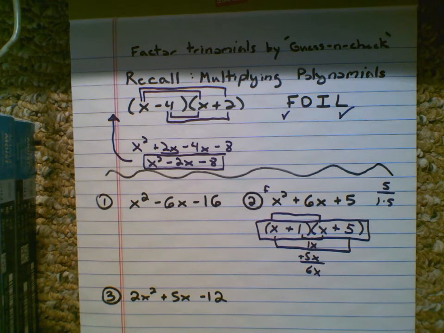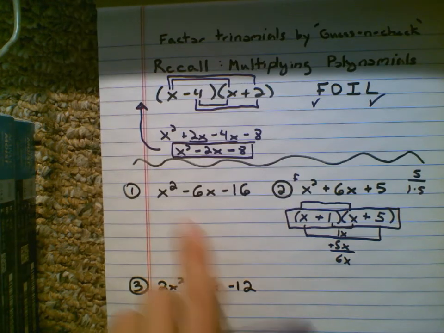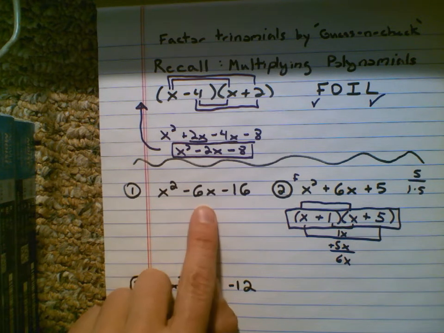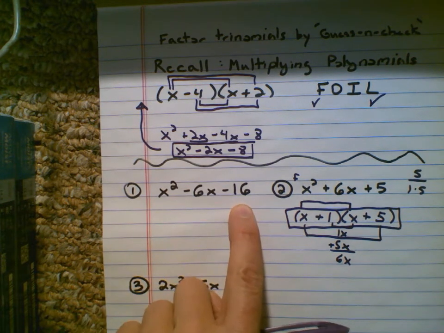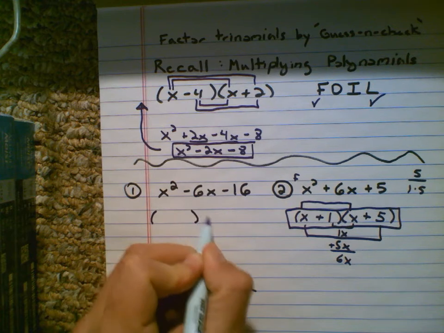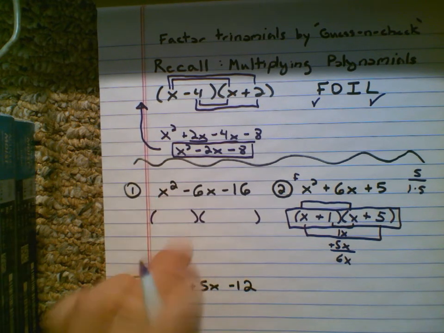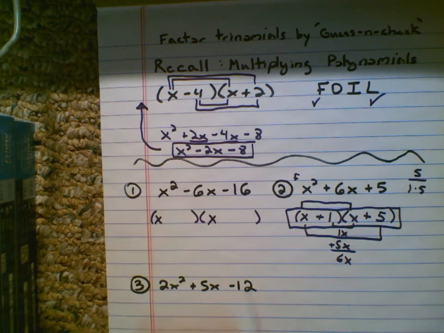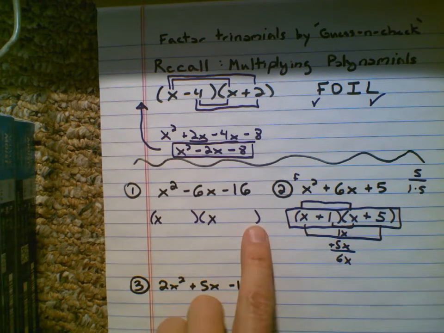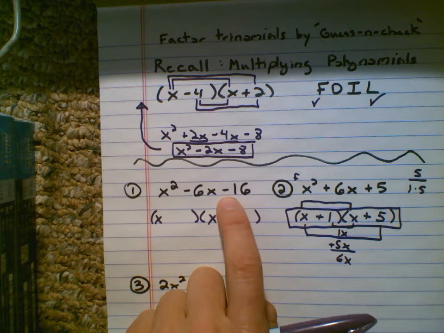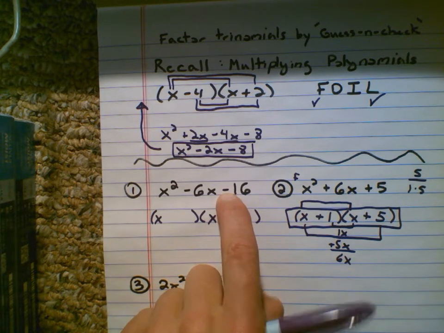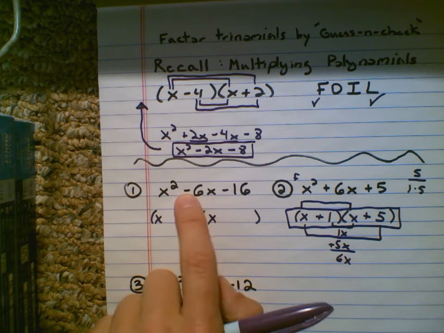All right, let's look at another example. Let's head to number 1. So let's say I had x squared minus 6x minus 16. So once again, I want to factor this into two binomials. I ask myself, what times what gives me x squared? Well, that's x times x. And then I have to think about what numbers multiply to 16, specifically a negative 16, and will combine to give me negative 6 in the middle.